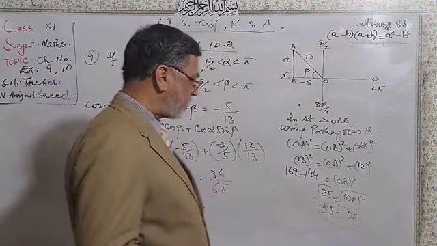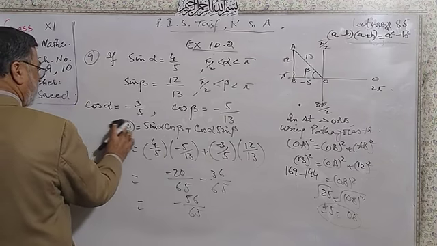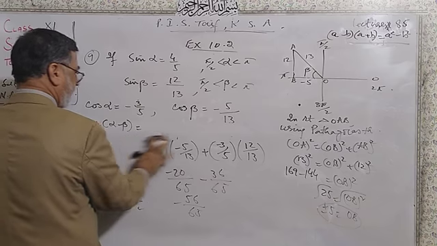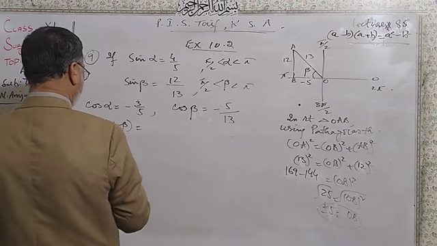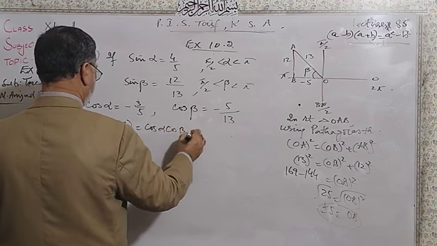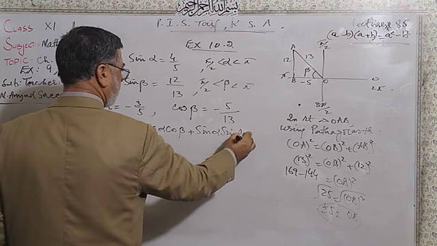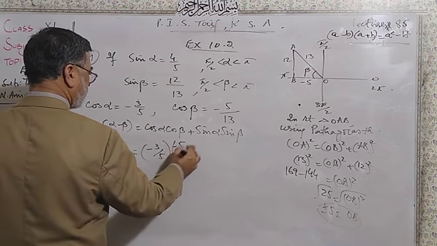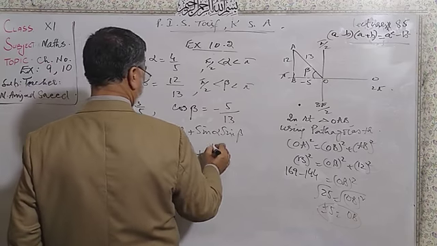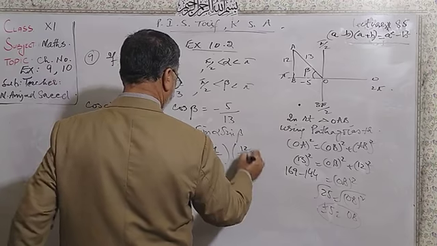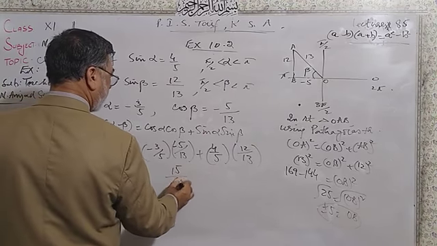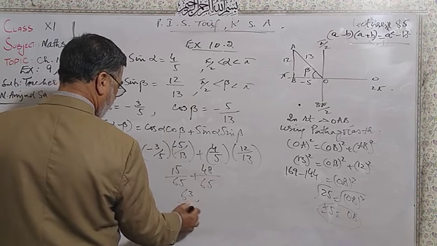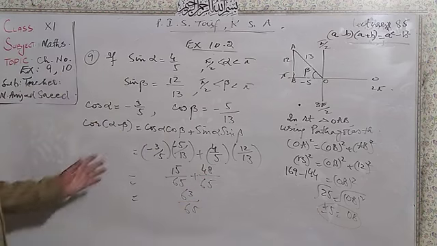Suppose I am taking cos alpha minus beta. What will it be? Cos alpha minus beta is in fact cos alpha cos beta plus sine alpha sine beta. Again, we will apply the values. Cos alpha is minus 3 over 5, cos beta is minus 5 over 13, sine alpha is 4 over 5, sine beta is 12 over 13. Here it is 15 over 65 plus 48 over 65. Here will be 63 over 65. That's your answer.